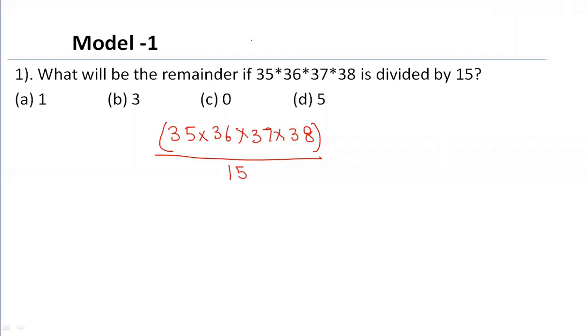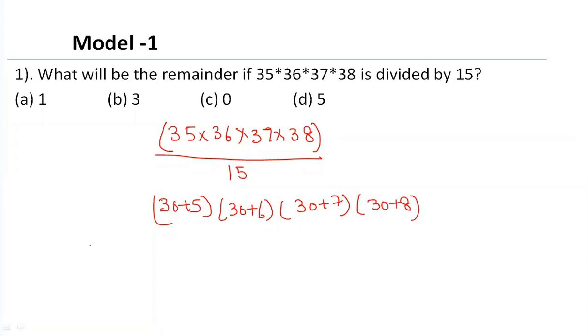So I have a shortcut here to give you. Try to understand and then implement the same. 35, I'm writing it as 30 plus 5. Next, 36, I'm writing it as 30 plus 6. 37, I'm writing it as 30 plus 7. Next, 38, I'm writing it as 30 plus 8. So, divided by 15.